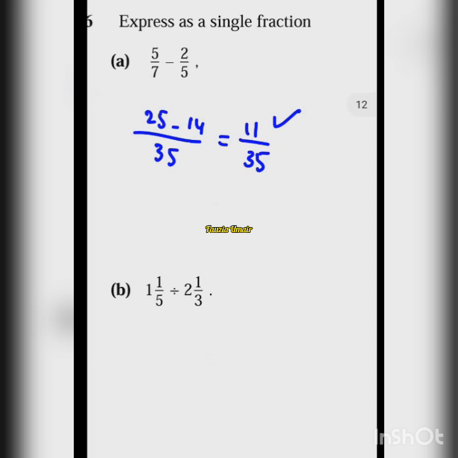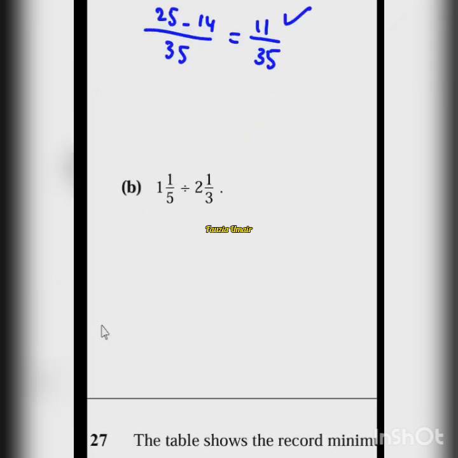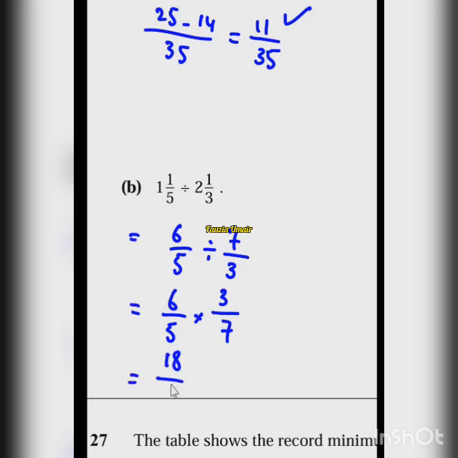Part B. Change the mixed numbers into improper fractions. Yes, 6 by 5 divided by 7 by 3. So now just take the reciprocal. It will be 3 by 7. So check if there is anything you can cancel. You cannot. So 6 by 5 times 3 by 7 is 18 by 35. It is again a proper fraction and in the simplest form. So it will go directly to the answer.